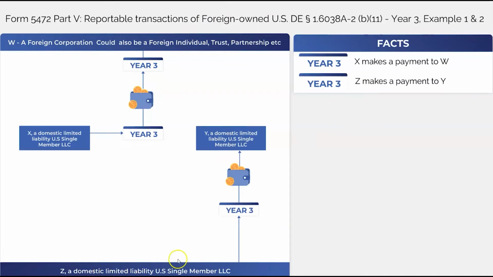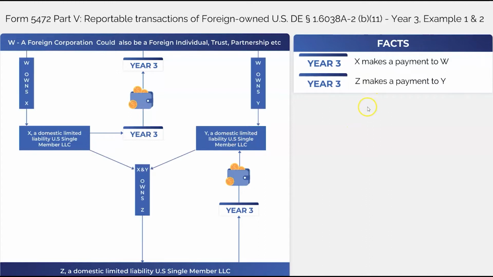So you have Z here. In the prior videos, we've explained that W owns X, W also owns Y. But then these two companies also came together to form Z, which is also a single member LLC. But in year 3, you have Z making some payment or transfers to Y. So that all looks good. The reason why we're saying this is we want you to know how the ownership structure looks like. W owns X, W owns Y, and then X and Y came together at some point to form Z.